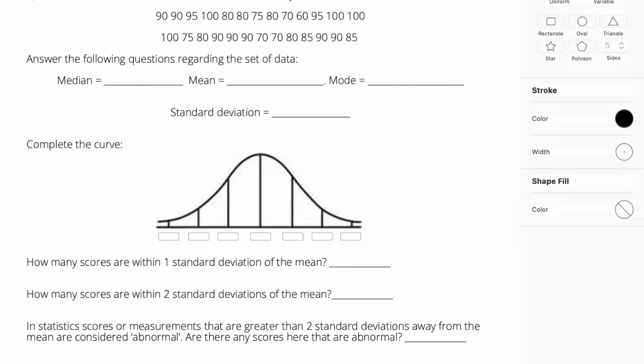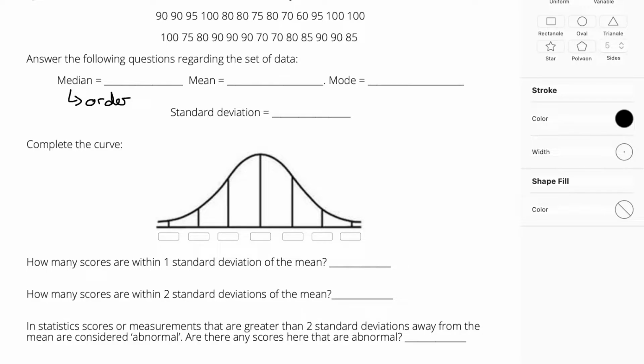Okay, so looking at question 3 here, we have some scores. This time we're not given the information of the mean and the standard deviation. We're asked to find that. First we're asked to find the median, and remember, to find the median what you're going to do is order the data. You cannot find the halfway point through the data without ordering it first.